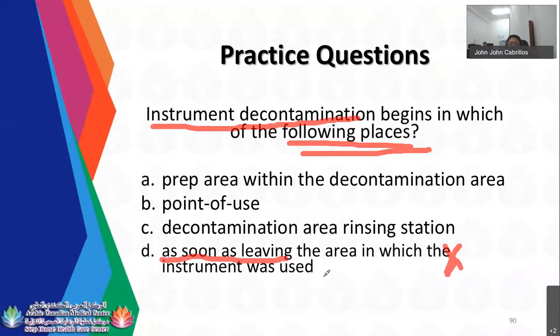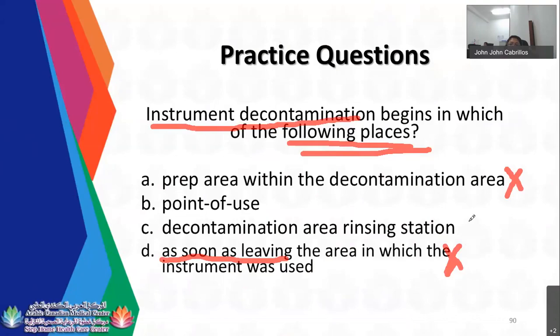Before you leave, you need to decontaminate it. So you need to prepare it before transport. Prep area is not allowed to be mixed with decontamination area. So decontamination area, rinsing station. Rinsing station, which means you already did the manual brushing.